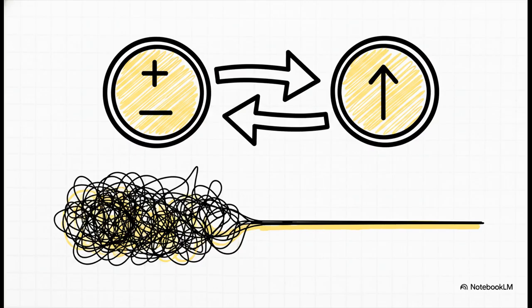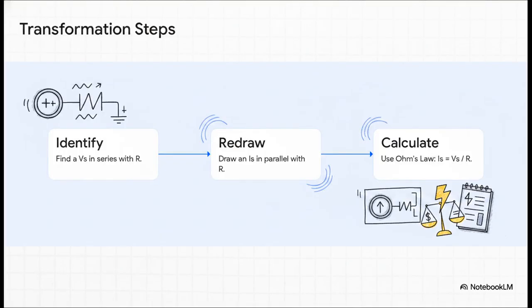The big takeaway here is that you're actually not stuck with the circuit exactly the way your professor drew it. Source transformation lets you fluidly swap between a voltage source and a current source without breaking a single rule, letting you simplify those stressful networks into something way more manageable. By following 3 really easy steps, you can start treating circuit analysis more like a relaxing puzzle.